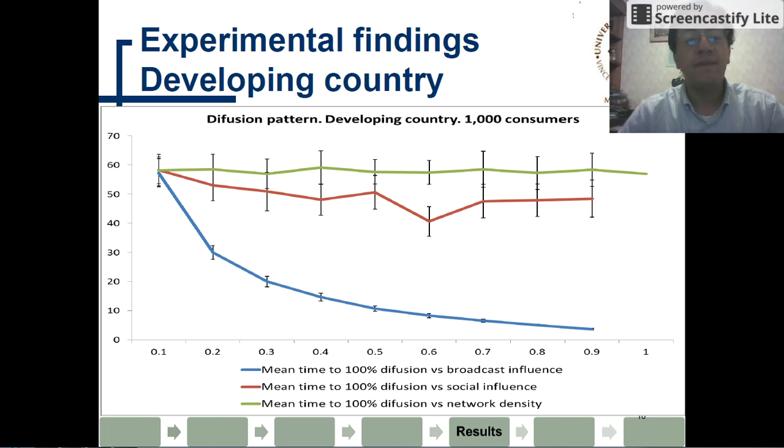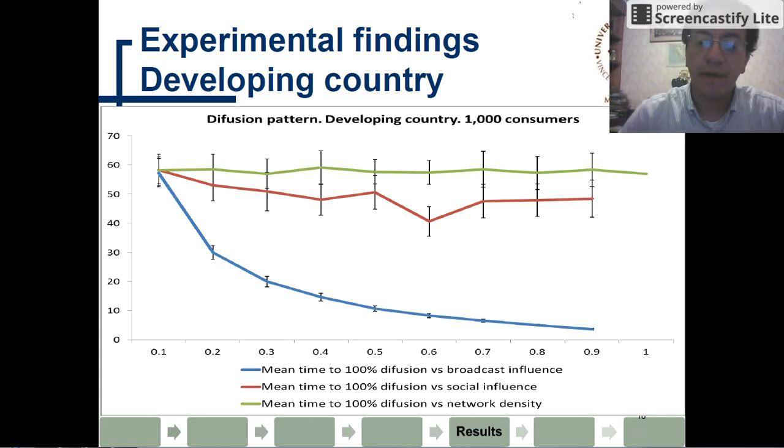And the most important variable you can see in the blue line is broadcast influence. That is, each incremental resource or money to broadcast influence decreases the number of periods needed to reach 100% diffusion of the reverse innovation. The second main influence in the developing country is the social influence, which is depicted in the red line. But the relative weight is very much smaller.